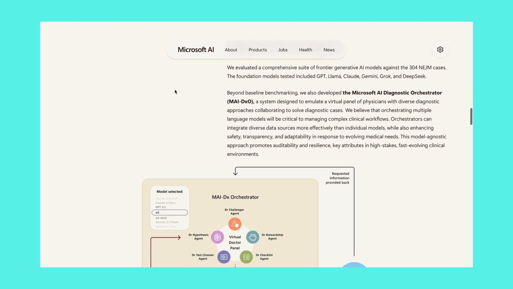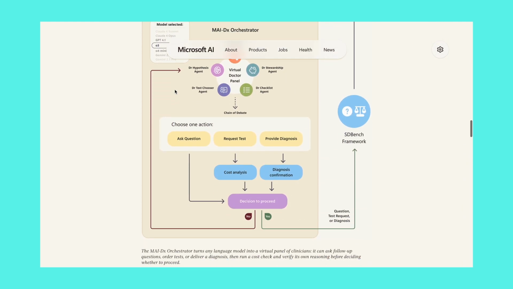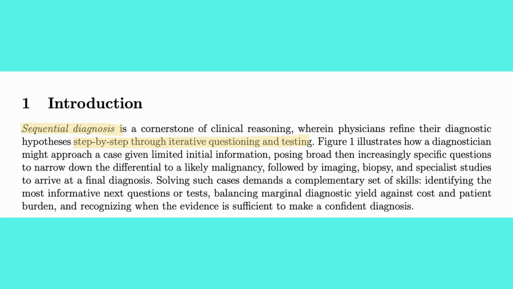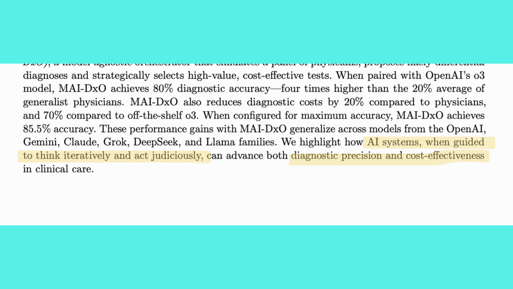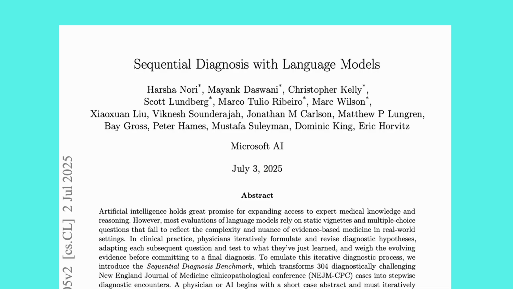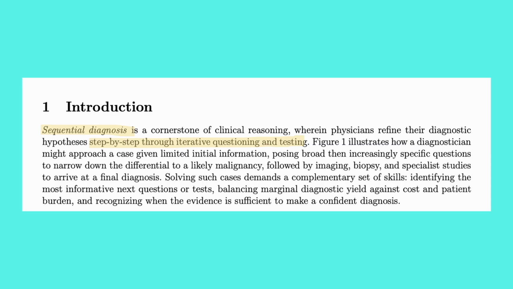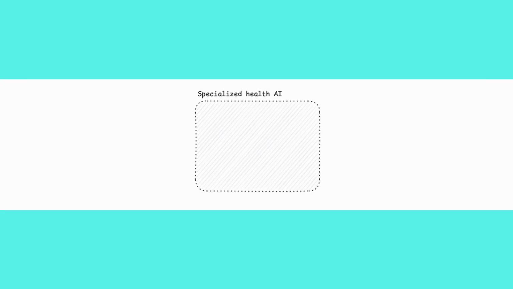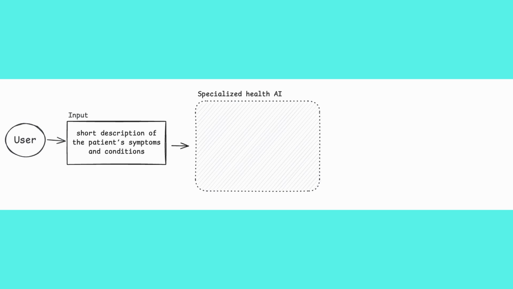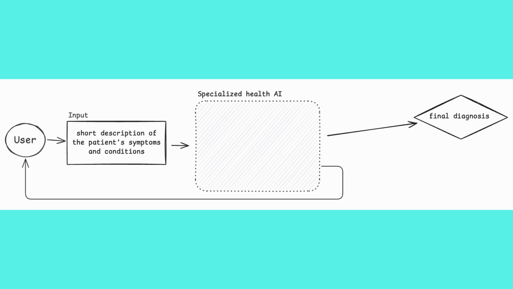And the result is an AI system that does the task of so-called sequential diagnosis and advances both diagnostic precision and cost effectiveness. Okay, so how does this work in practice? Let's walk through it. In this paper, again, they call the process a sequential diagnosis. The goal is simple: to make an accurate diagnosis by interacting with a patient. The input to the system is a short description of the patient's symptoms and conditions. The output is a final diagnosis.